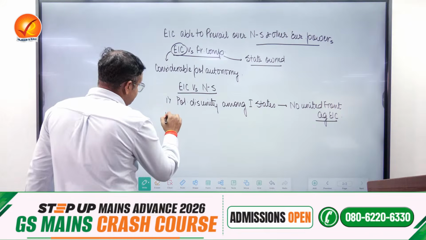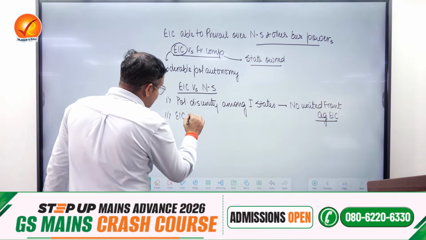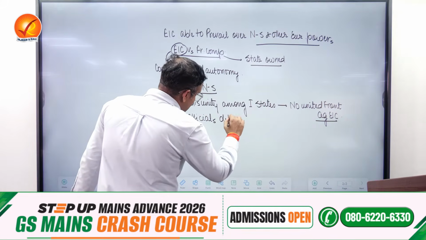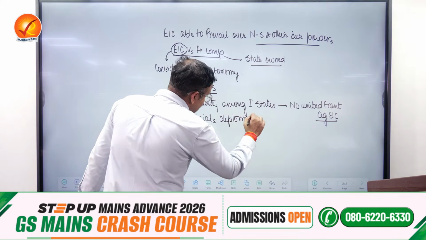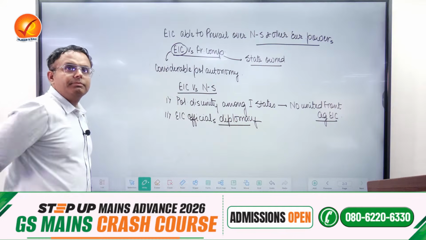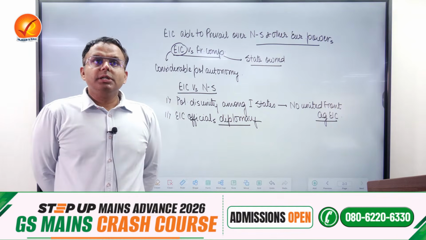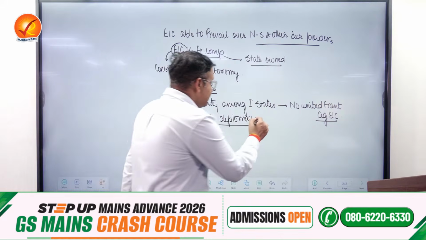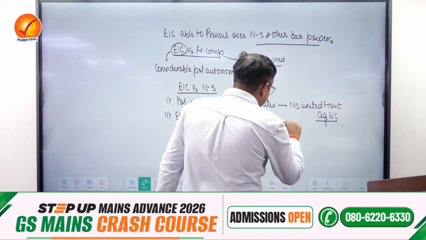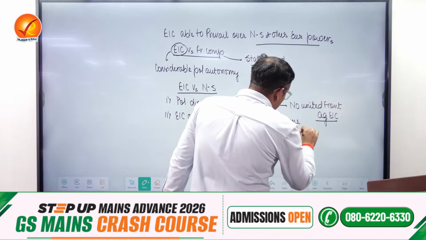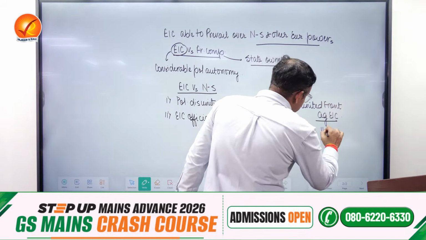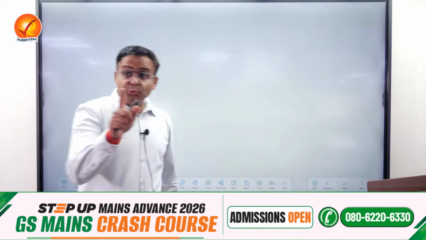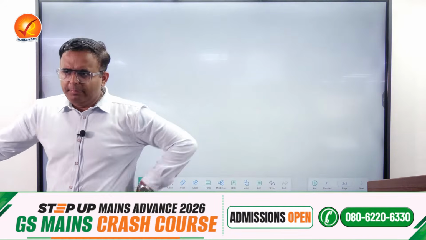Second, East India Company officials' diplomacy, very, very important. East India Company diplomacy means they were able to play one ruler against the other. Whereas Indian rulers were very weak in diplomacy. Can you give me an example?